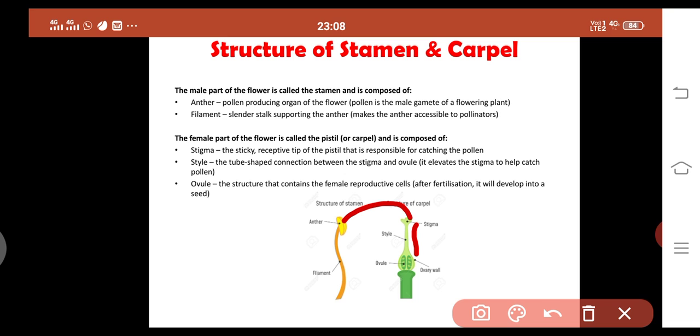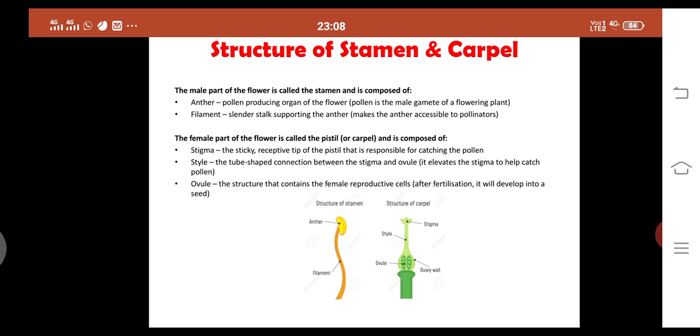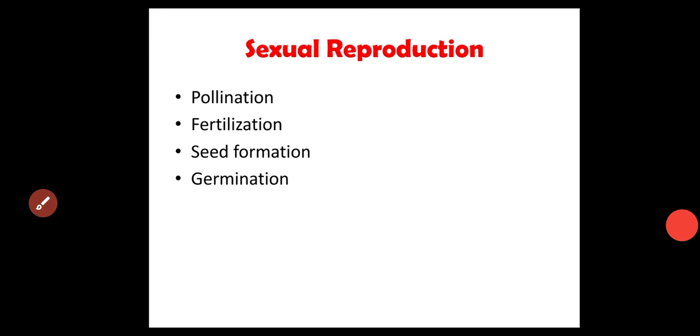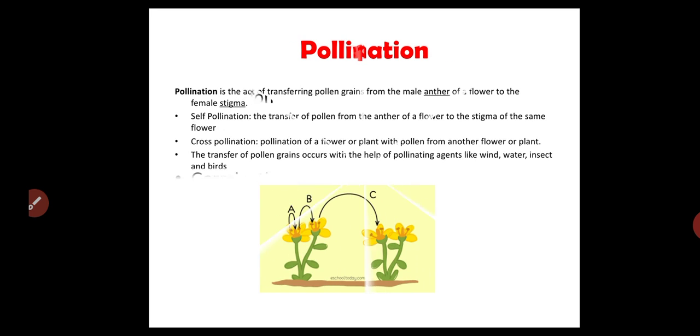Ovule is the structure that contains the female reproductive cell, where once the pollen gets into it, the actual process of reproduction takes place, where the cells get divided, how the seeds are formed and how it is getting converted into a flower or into a fruit portion. In sexual reproduction, we'll see steps like pollination, fertilization, seed formation and germination.